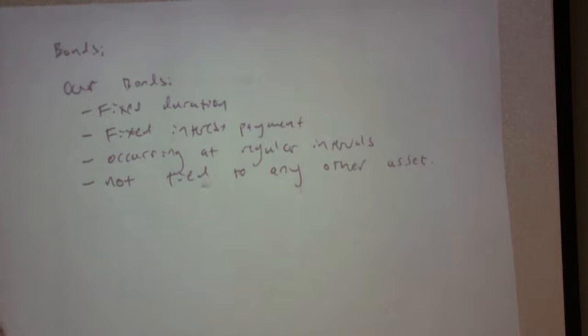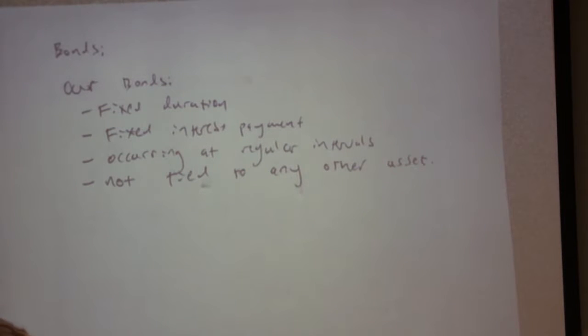Can you elaborate what that not tied to any other asset really means? Yeah, so the example I was giving was if it's convertible into stock, then the price of the stock of the company is going to affect the value of the bond. It could go up or it could go down.